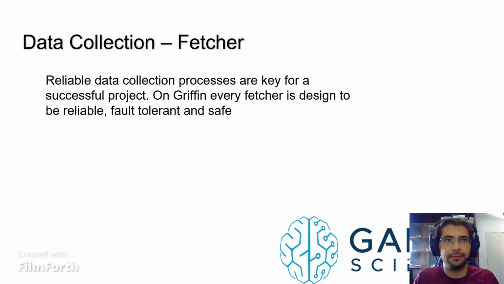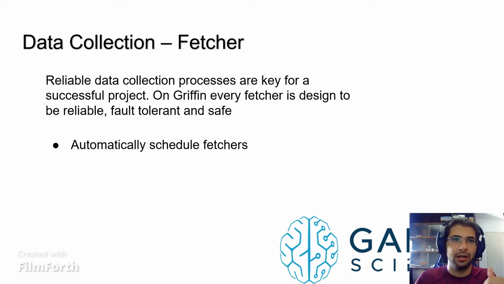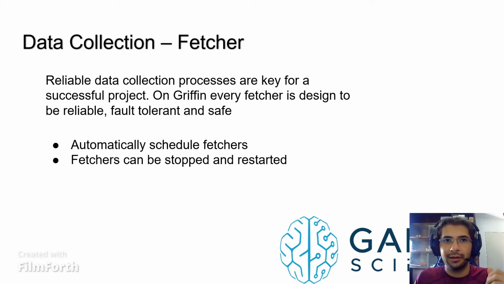Data collection. Any type of project that requires data on a large scale and in production needs a reliable data collection process. And Griffin was made with that in mind. It's reliable, fault-tolerant, and safe. It can automatically schedule fetches in order to get data every day, every week. Every fetch can be stopped and restarted.